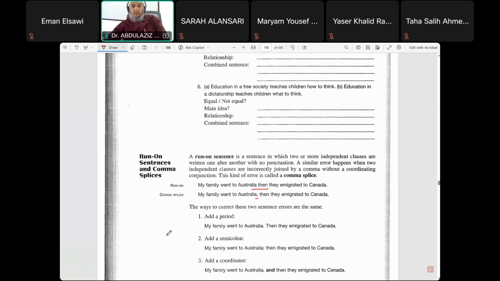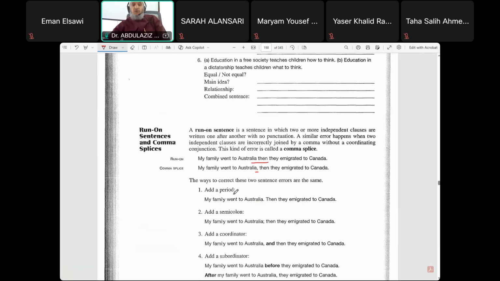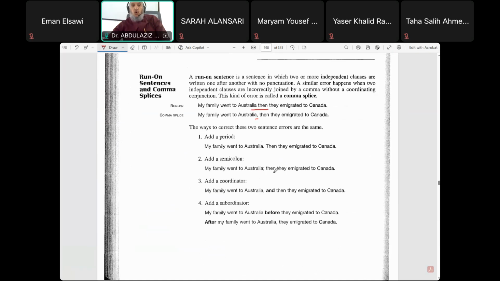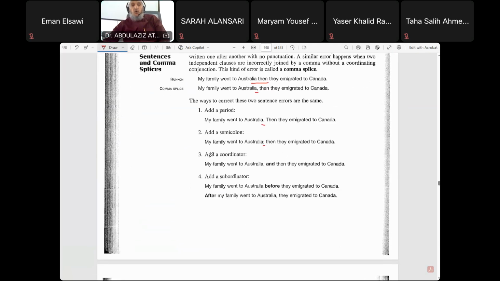Okay, how to correct them? Number 1, add a period. Full stop. My family went to Australia, full stop, then they immigrated. Add a semicolon. So here he said that the comma is not correct, but a semicolon is acceptable. This is a semicolon. This is a full stop. Add a period. If you add a coordinator, yes, then okay. My family went to Australia, comma, and then they immigrated to Canada.